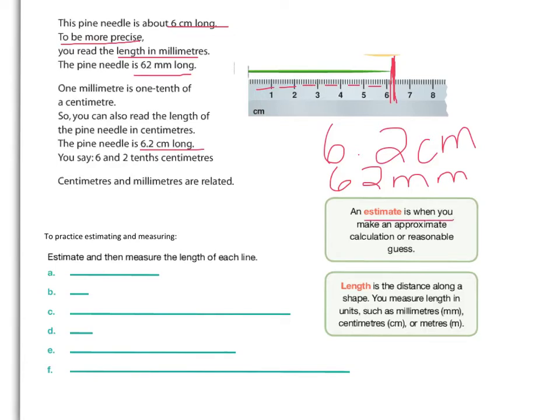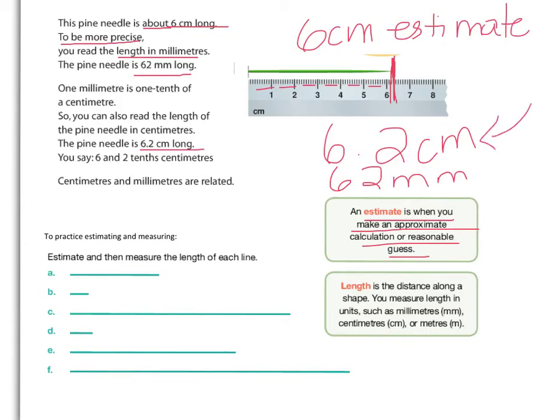Remembering an estimate is when you make an approximate calculation or a reasonable guess. So we would estimate this to be about 6 centimeters. That would be our estimate. Our actual then would be 6.2 centimeters long. Length, which we've talked about a fair bit here, is the distance along the edge of a shape, or in this case along the edge of each line.